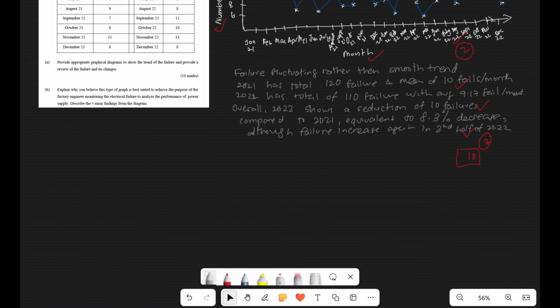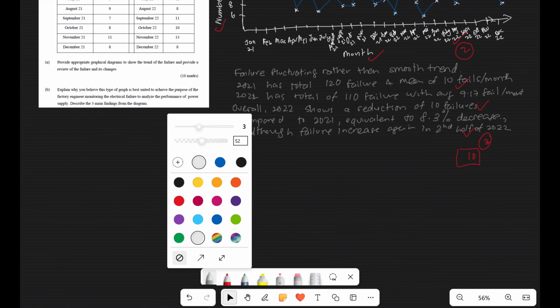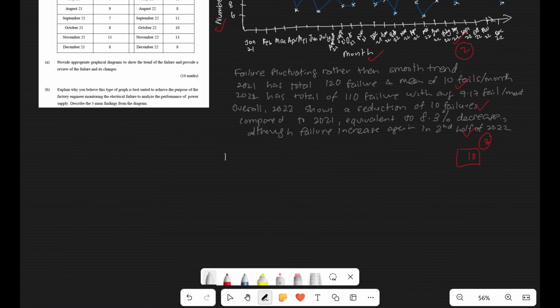Okay, and then for B, explain why you believe this type of graph is best suited to achieve the purpose of factory engineer monitoring the electrical failure to analyze performance of power supply. Describe the three main findings from the diagram.